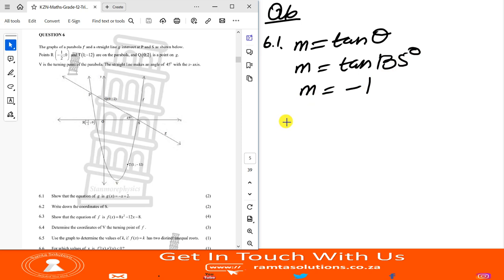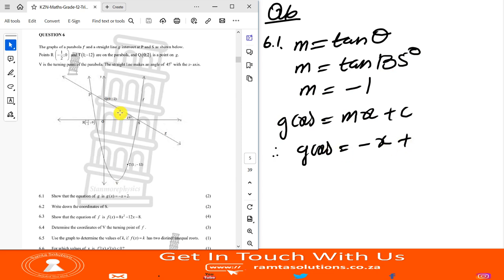Okay? So what we know, we can therefore say G of x equals mx plus c. Therefore, G of x is -x plus, we have the y-intercept. Here it is. It's 2. We are done. This is why it's 2 marks. Not a lot of work. Okay? Perfect. 6.2. Another reason why I liked this question paper. 6.2.